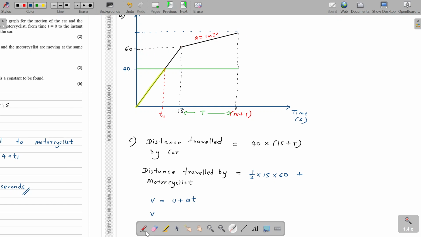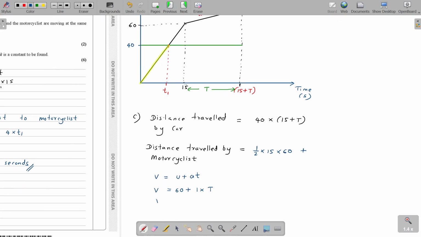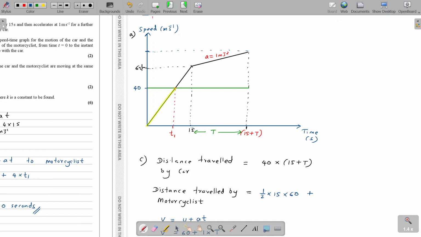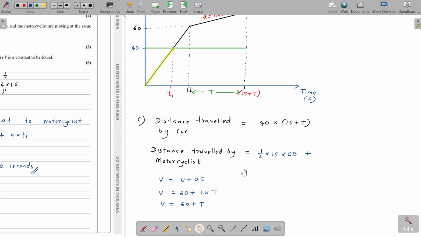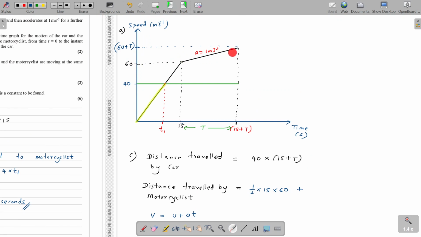We start at 60. Acceleration is 1 into time taken, which is capital T, because the time duration is capital T. Are you with me? So velocity is 60 plus t. Do you agree? So this speed here is 60 plus t. Is this clear? We use v equals u plus at for this section of the graph. So this velocity value here is 60 plus t.